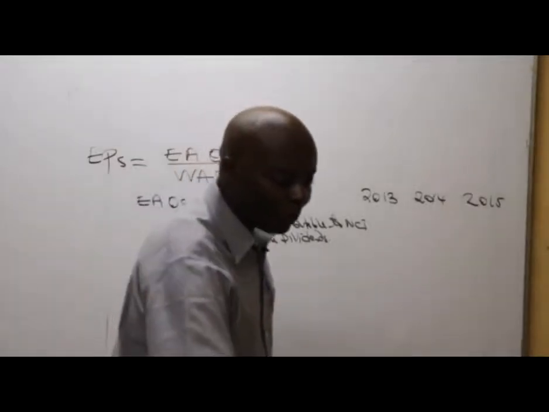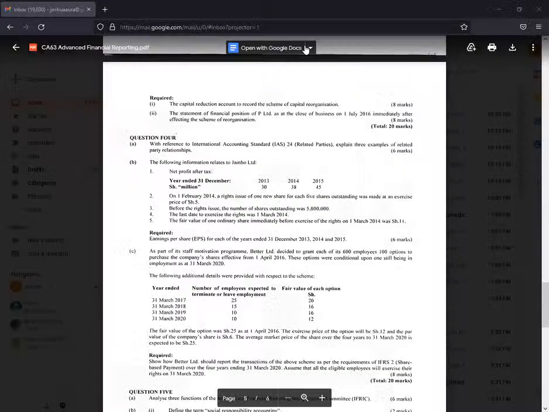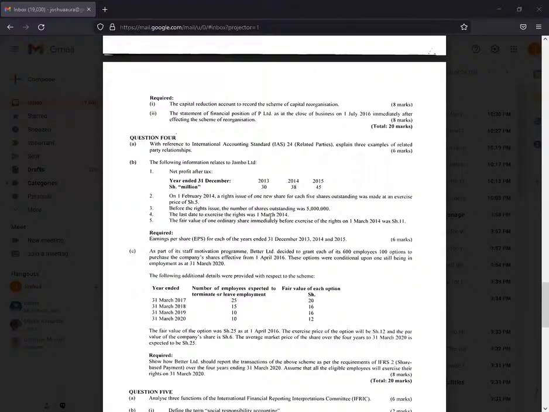So ladies and gentlemen, please let me project my question here. Here we are. If you look at this, we have the reportable net profit after tax. 2013 is 30, 38, 45. So here we have 30, then we have 38, and then lastly we have 45. Now this question, does it make any mention of the profit attributable to non-controlling interest? Do we have non-controlling interest really here?